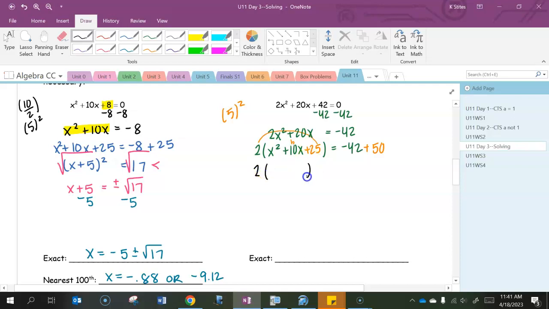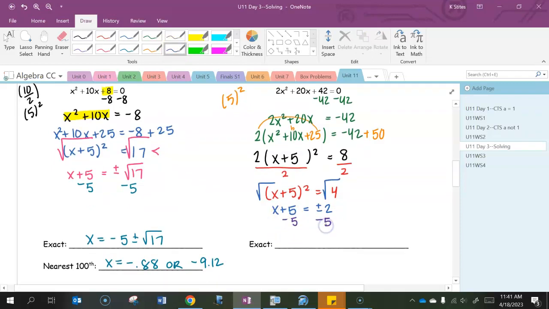Bring down your 2. We're going to factor. Again, this is that x plus 5 squared. -42 plus 50 is 8. Okay, so this looks a little different because you have that 2 in front. So what we're going to have to do now is divide by 2 on both sides. That gives us a 4. Now, since the squared is by itself, we'll root both sides. X plus 5 equals square root of 4 is plus or minus 2. And then finally subtract your 5 over.